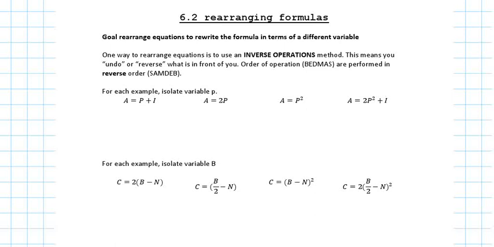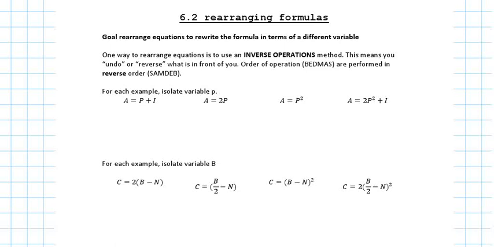So the first thing I get rid of is addition and subtraction that's outside the bracket. The second thing I get rid of is multiplication or division. Right? Then I get rid of exponents. Then I get rid of, or simplify, whatever is inside the bracket. Okay? So, if you're isolating for P, for the first one, what do you do?